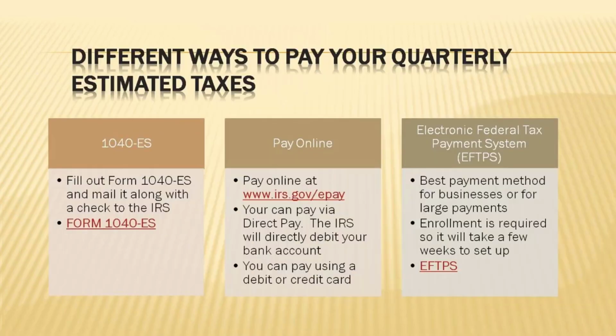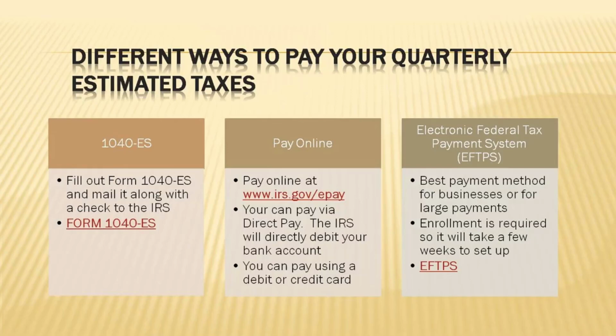Okay, so different ways to pay. These are the different ways that you can pay your quarterly estimated taxes. One, the old-fashioned way, snail mail. You go ahead and fill out the form 1040-ES and mail it along with a check to the IRS. As simple as that. Now, not too many people nowadays use checks and snail mail, but if you do, that's an option.